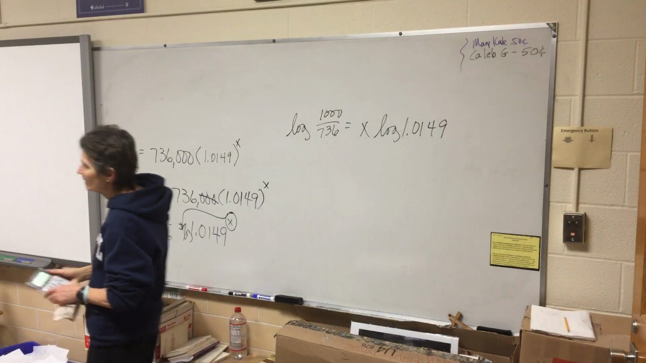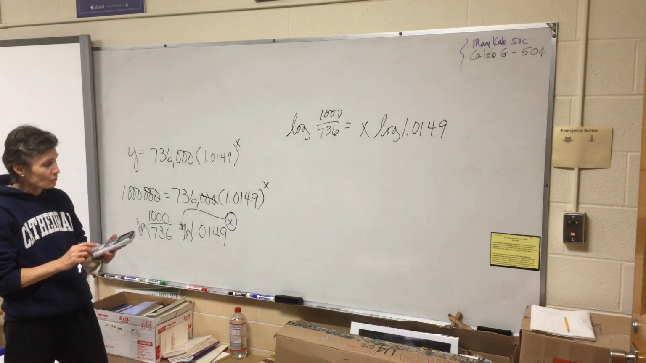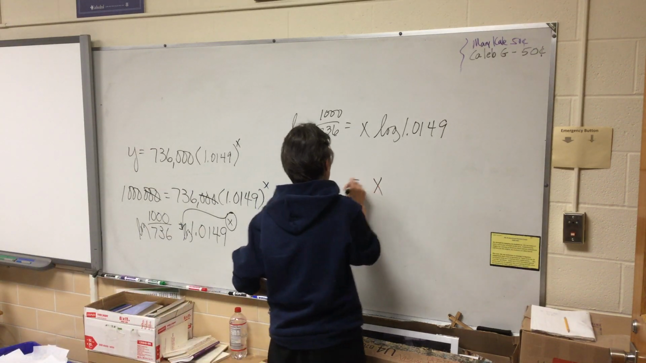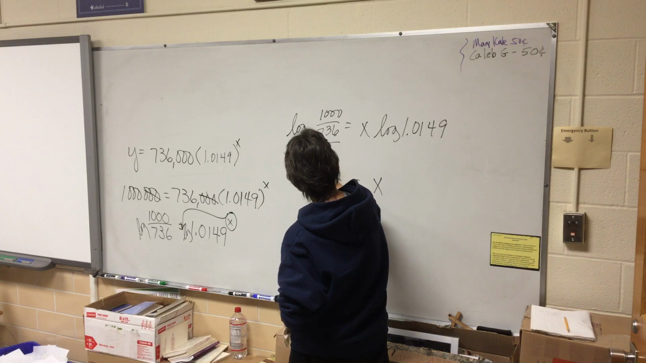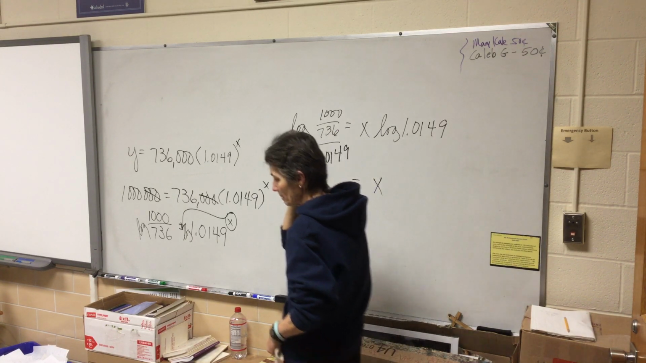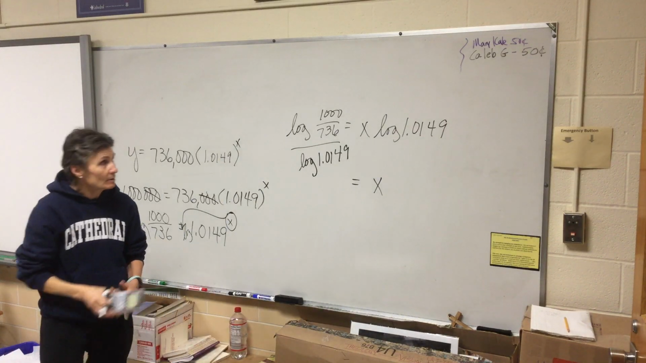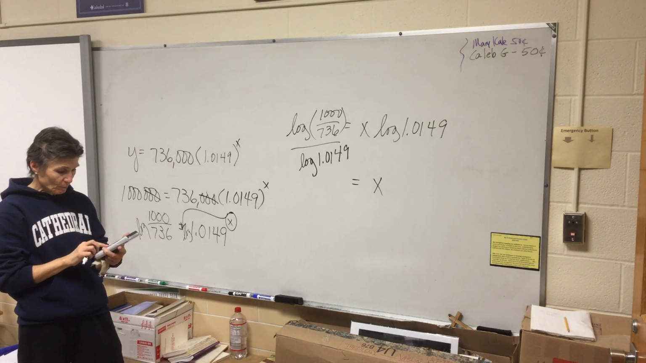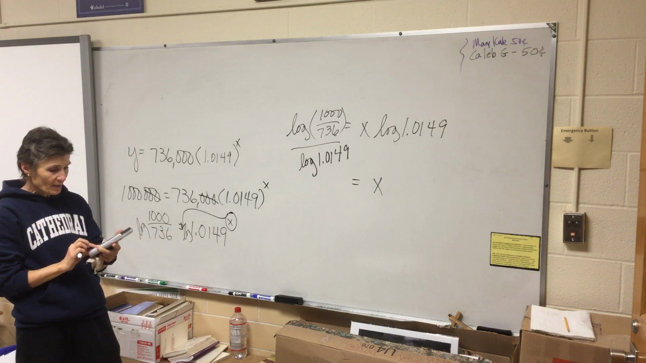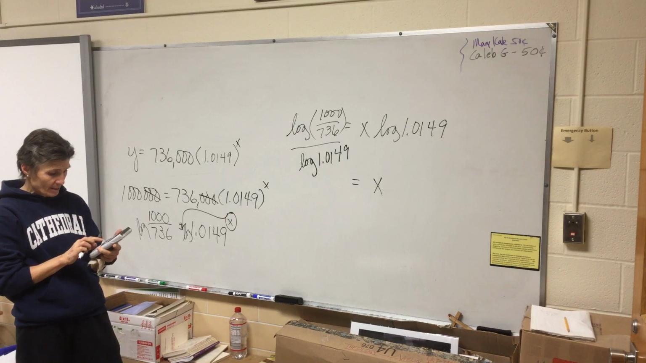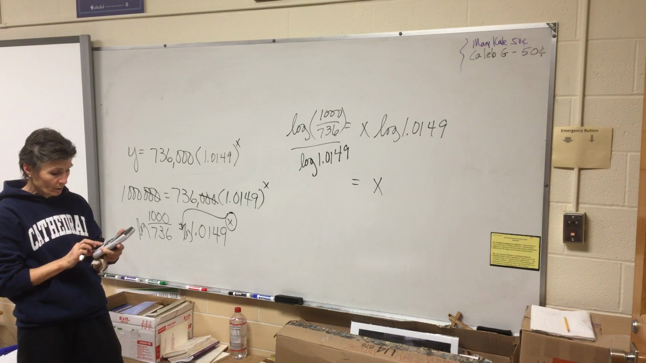Don't panic about the ugly numbers. You're typing them in on your calculator. We want to know what x equals, so we're going to divide both sides by the log of 1.0149. And that's what I'm going to type into my calculator, exactly the way I wrote it. Make sure you close those parentheses. So log 1,000 divided by 736, close parentheses, divided by log 1.0149.